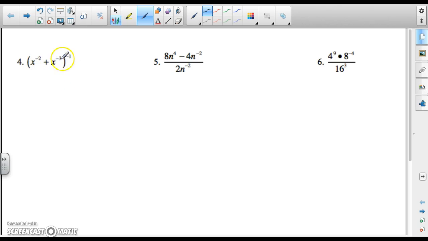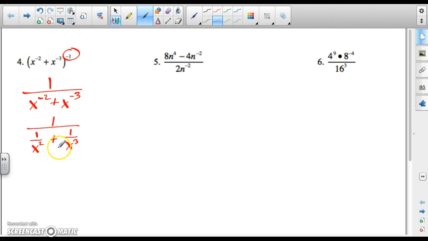We saw in number 4 how we see this -1. And this -1 just means that we take this entire thing and find its reciprocal. And then because the bottom now has negative exponents, we now find the reciprocal of those. So x to the -2nd becomes 1 over x squared, and x to the -3rd becomes 1 over x cubed. From here, we need to get common denominators.